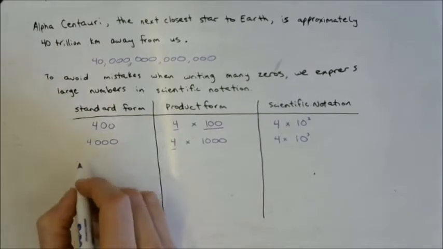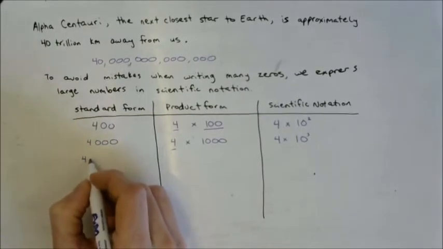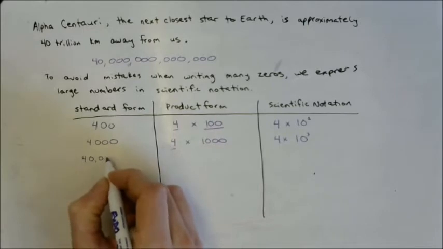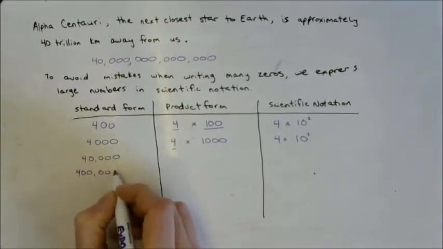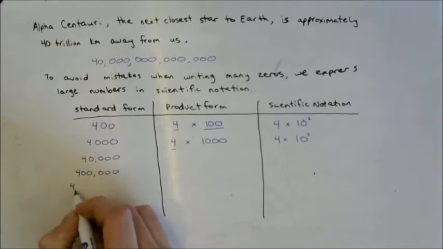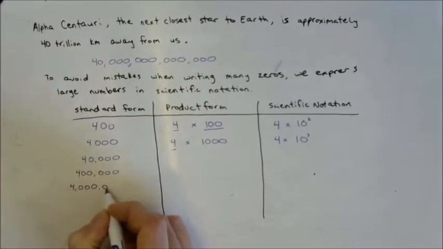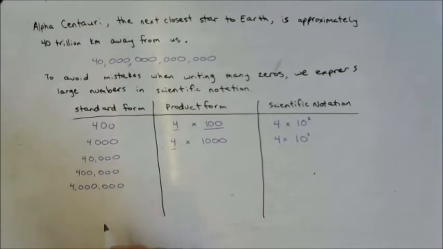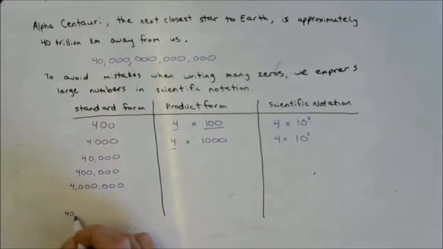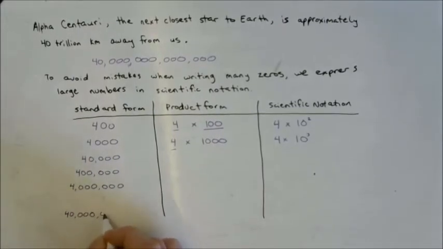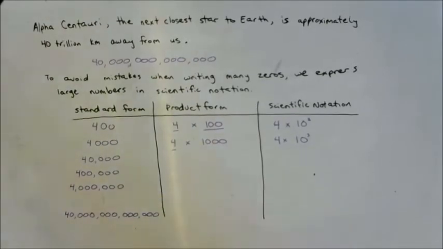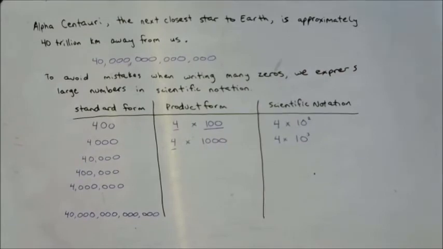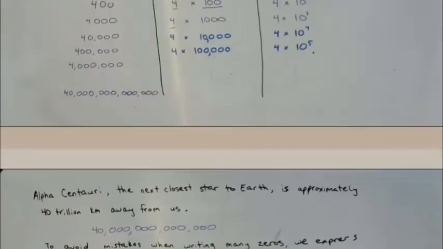Okay, I'm going to fill in this left-hand column. The next number that we do will be 40,000. Then we'll do 400,000. Then we'll do 4 million. Then we're going to skip a few and do 40 trillion. You can go ahead and fill in that chart and check back in a minute to see how you did.